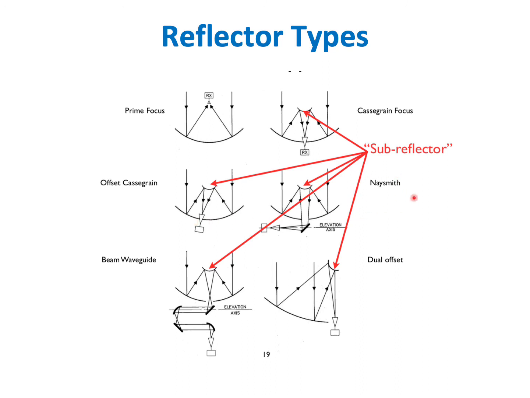There's also a Naismith setup, so a Cassegrain subreflector, but instead of receiving the light immediately, you reflect it once. A beam waveguide, which is similar, you have a subreflector, and then you direct your light down a waveguide into your receiver. And finally, the dual offset. Again, you have a completely unblocked aperture where you're not losing any light to bouncing off either the back of the feed or the support legs, as you have in all the other designs.